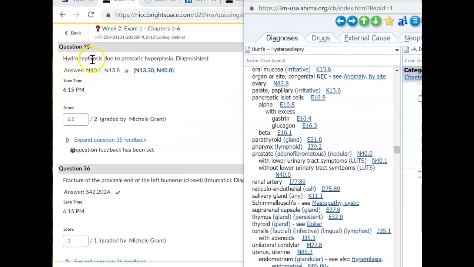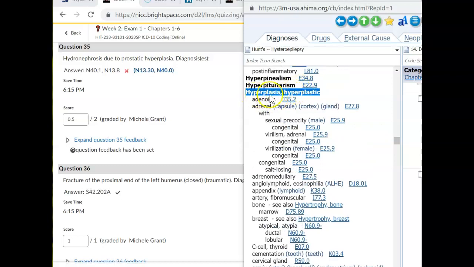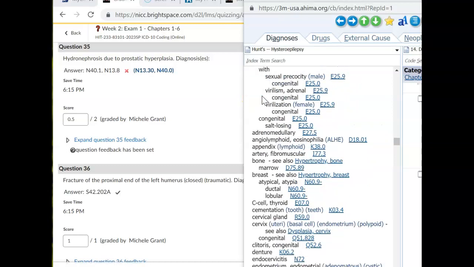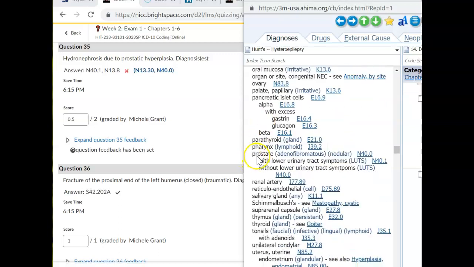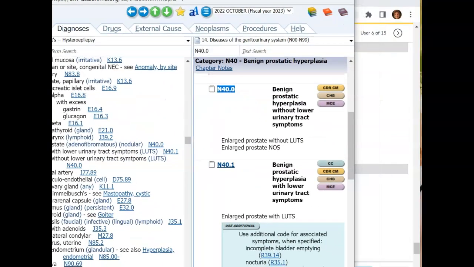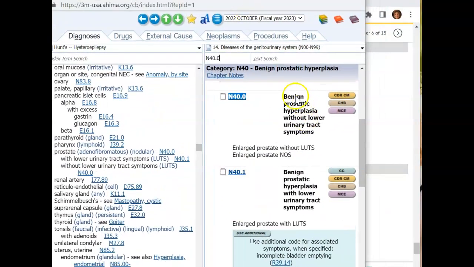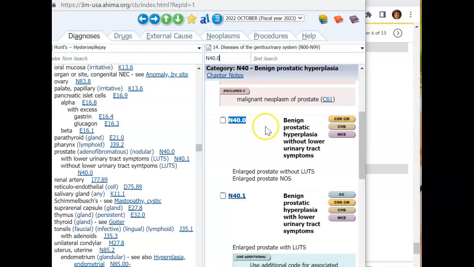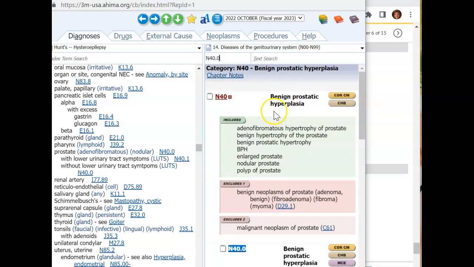Question 35, I have hydronephrosis due to prostatic hyperplasia. So with this one, I went ahead and looked for my main term, hyperplasia. Then I went down to the prostate, which is just your basic N40.0. Let's pull this over. Okay, we have benign prostatic hyperplasia without urinary tract symptoms. Okay, so everything that it includes.